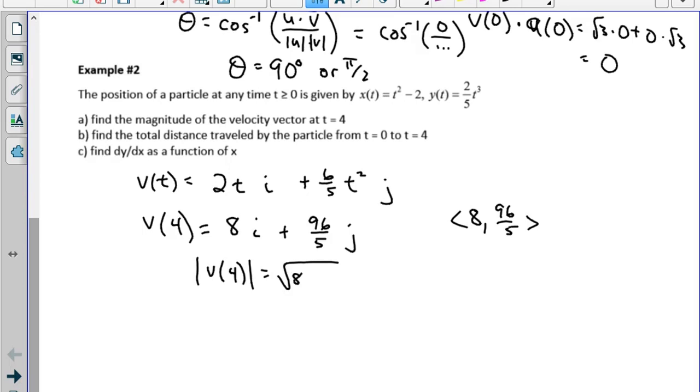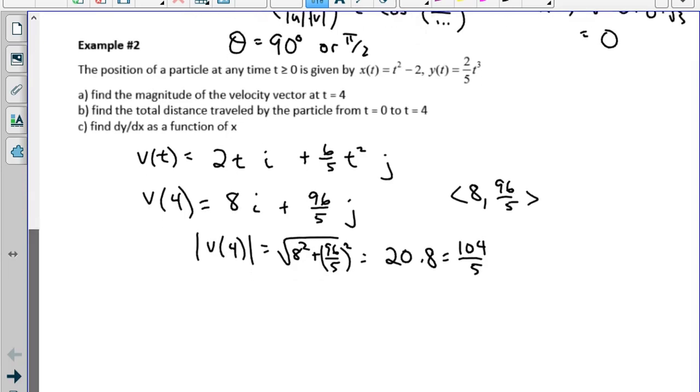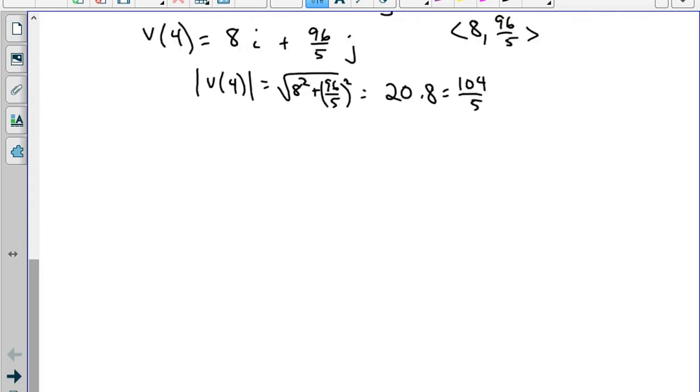So that's the square root of 8 squared plus 96/5 squared, which ends up being 20.8 or 104/5. Part B, find the distance, the total distance traveled by the particle from t equals 0 to t equals 4.